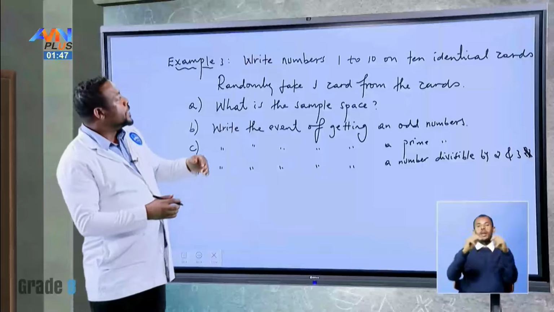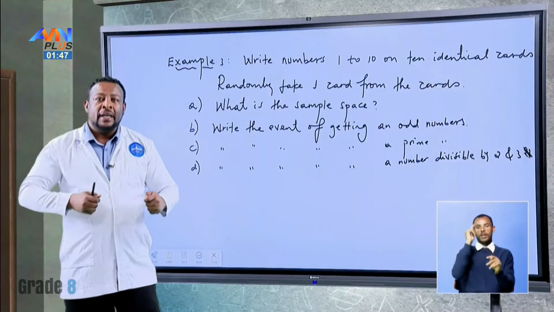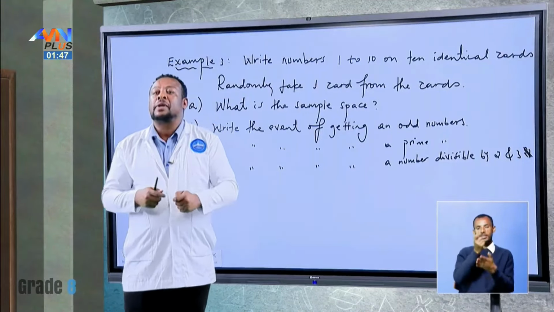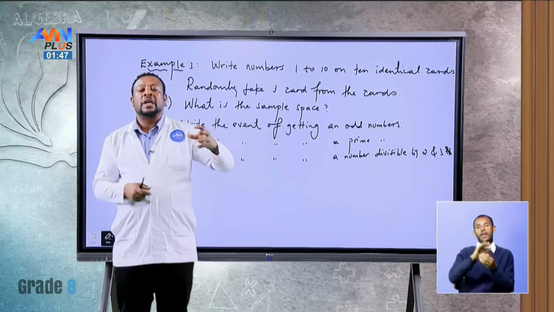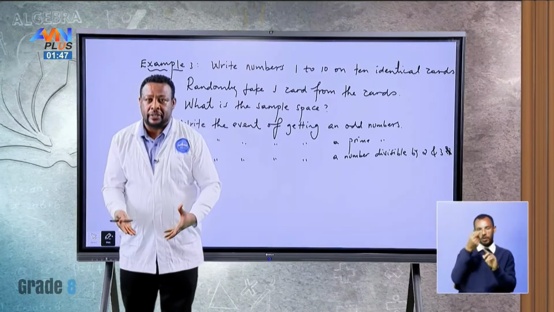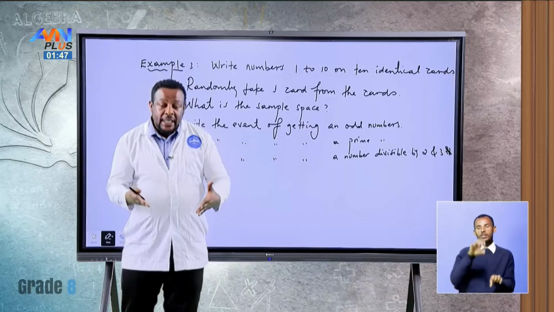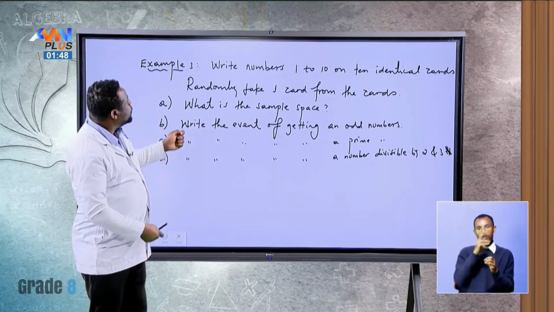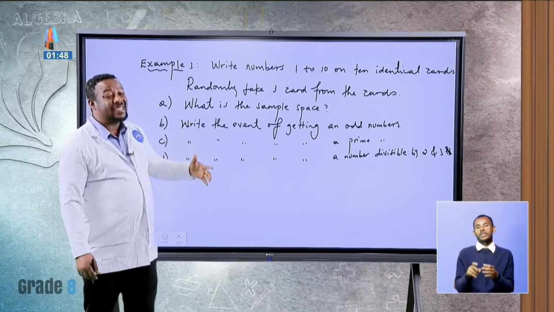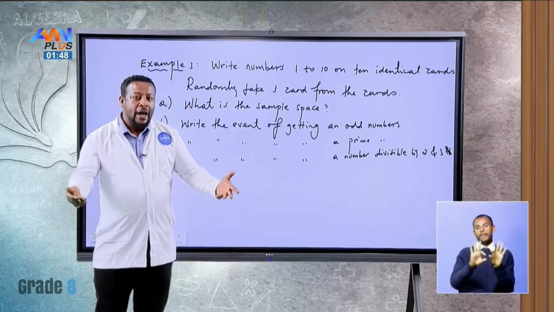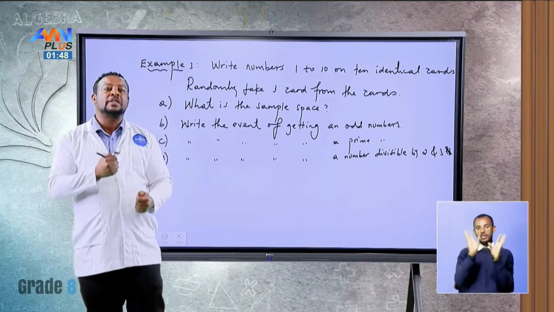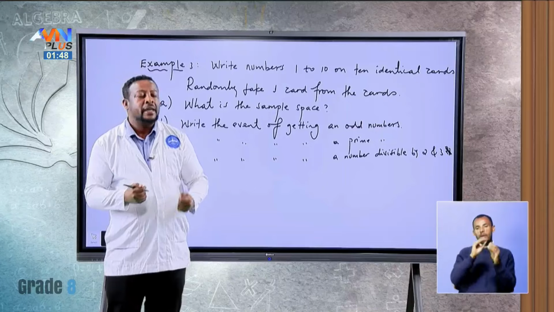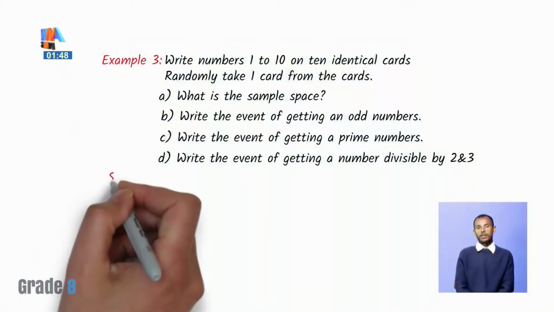Okay, so in this activity, the activity is writing the numbers 1 up to 10 and randomly picking a number from these cards. In this experiment, you are asked to describe the sample space. I hope you said the sample space is a set containing numbers 1 up to 10. Okay, so let's see the answer.